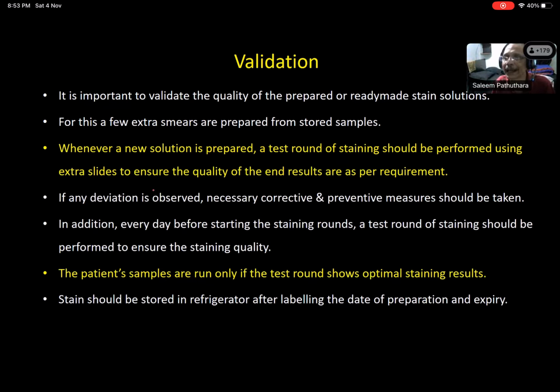So each laboratory knows what the expected outcome of the staining is. You have to run one round to see whether the prepared or purchased solutions are giving the proper endpoint results. The patient samples can be run only if the test round shows optimal staining results. This is very important. This is known as validation, and it has to be documented, and you have to keep a record of the validation. Also, whenever new solutions are prepared, you have to put a big label to show the date of preparation and the expiry date.